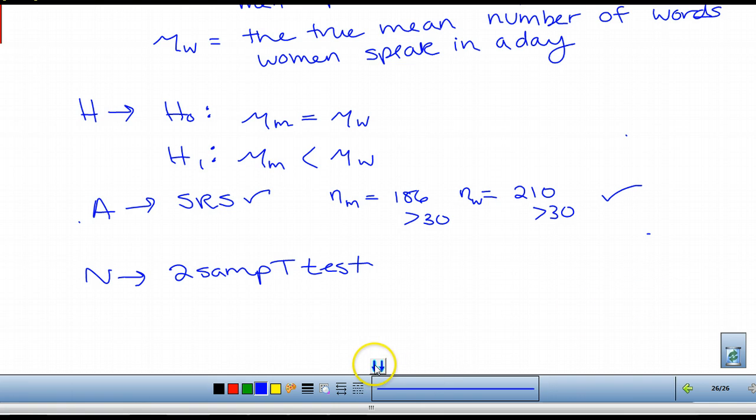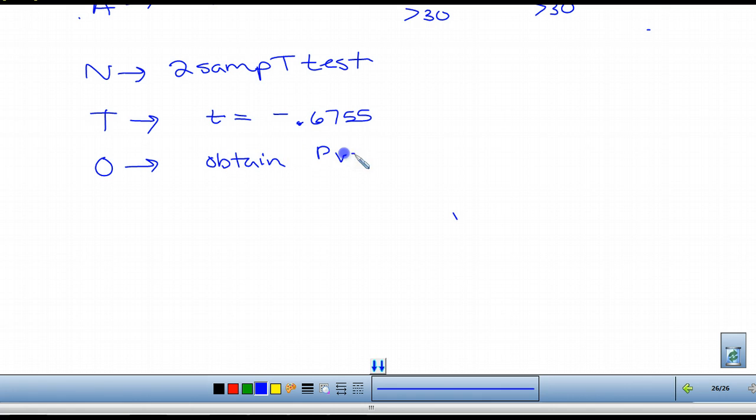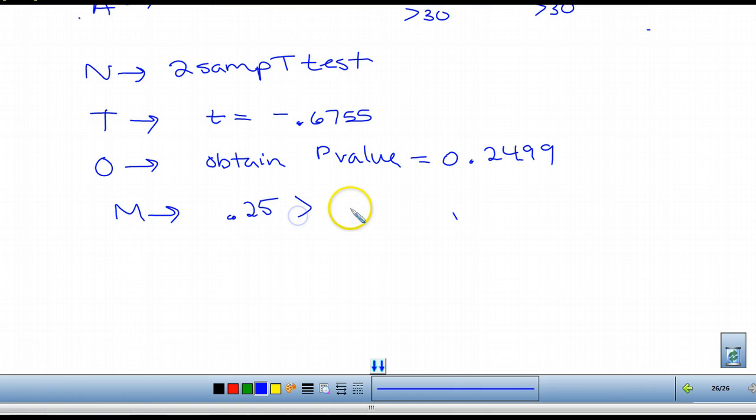All right, so we're back here. Here's my test statistic. It was t equals negative 0.6755. And our obtained p-value was 0.2499. Make a decision. My 0.25 is definitely greater than the 0.01 significance level it had stated above. And so we're going to say fail to reject the null.